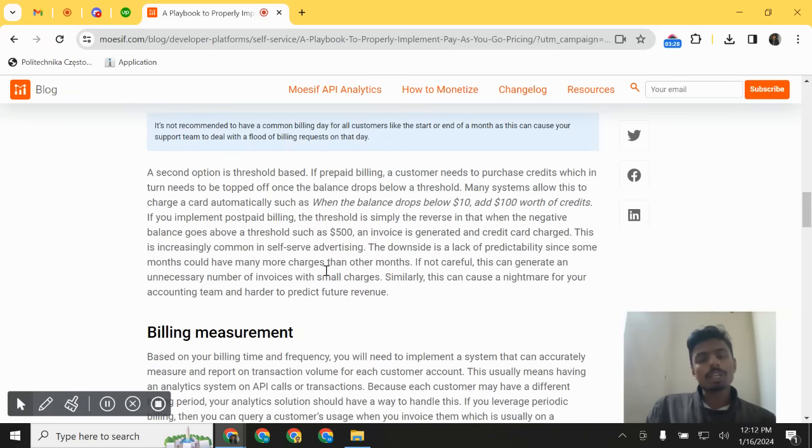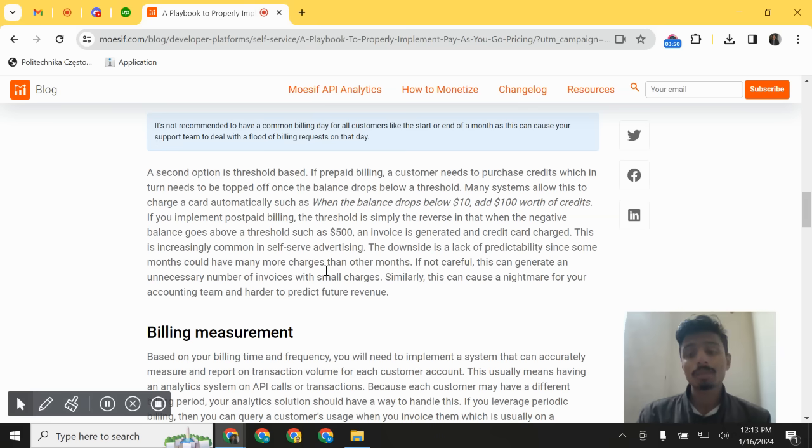A second option is threshold based. If prepaid billing, a customer needs to purchase credits, which in turn need to be topped off once the balance drops below a threshold. Many systems allow this to charge a card automatically, such as when the balance drops below $10, charging $100 worth of credits. If you implement postpaid billing, the threshold is simply the reverse.